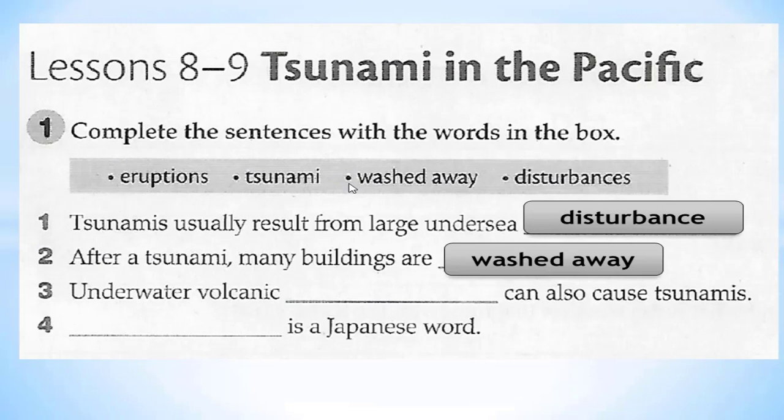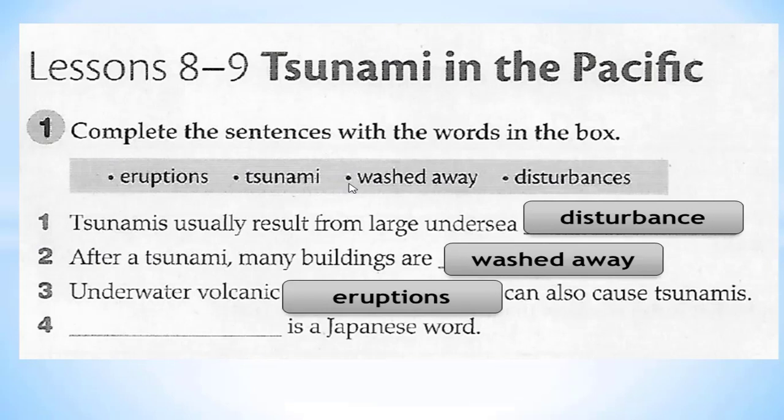Underwater volcanic... What is a word or adjective related to volcano? A word related to volcano. Great, good job. It is eruption. So one characteristic of a volcano is the eruption. Volcano, eruption. So, underwater volcanic eruptions. Great, good job.